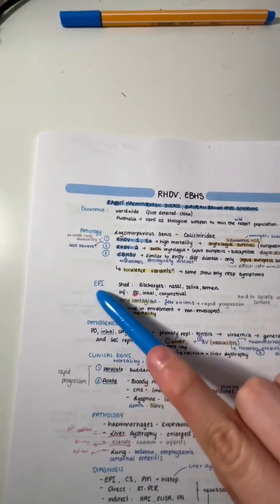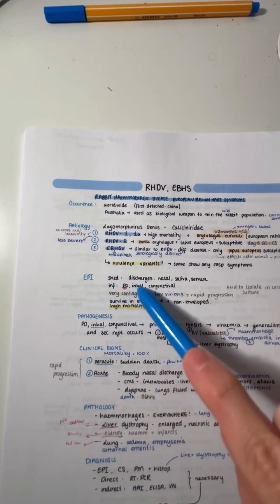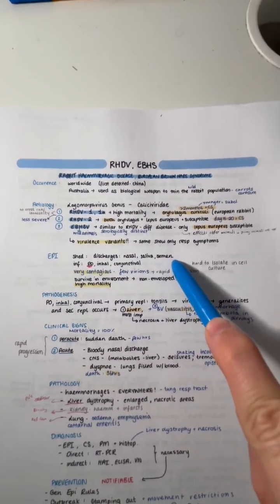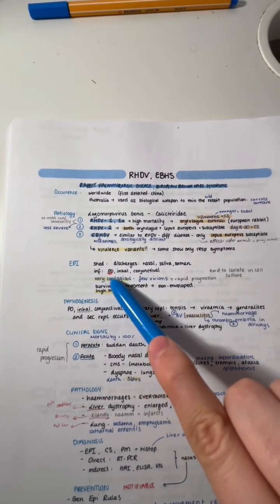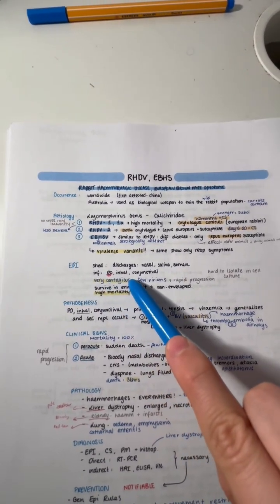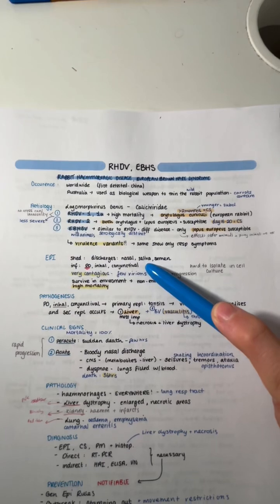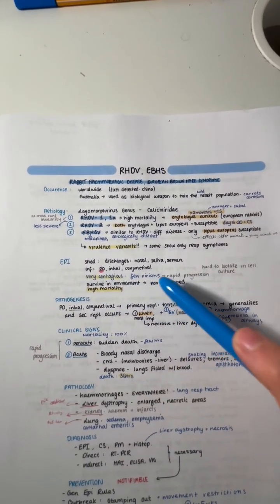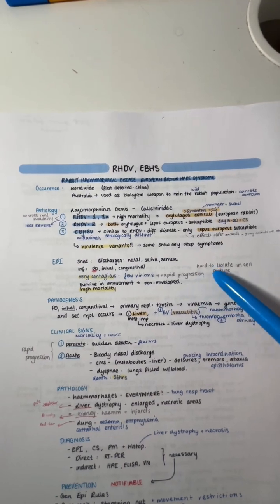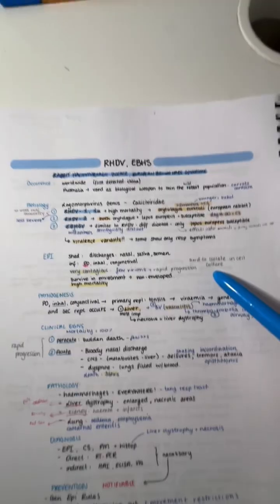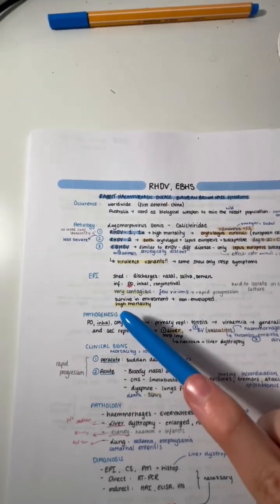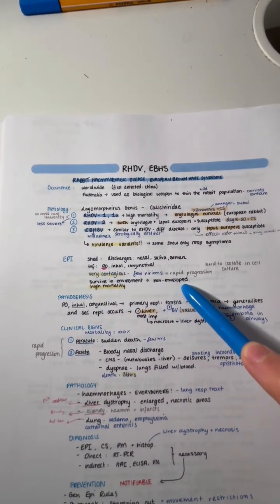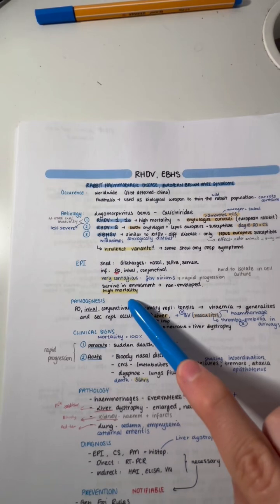For the epidemiology of the disease, the virus is shed in discharges, so nasal, saliva, and semen. The infection can enter the body orally, or it can be inhaled, or through the conjunctival route. It is a very contagious virus. It has few virions, which means there's rapid progression. It is hard to isolate in cell culture. It is very resistant. It can survive in the environment because it's non-enveloped. And the virus can cause a high mortality.